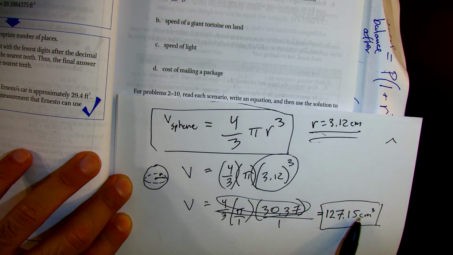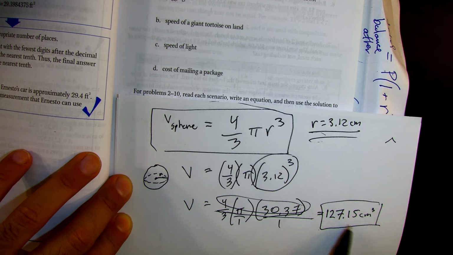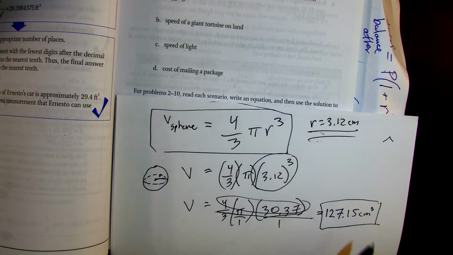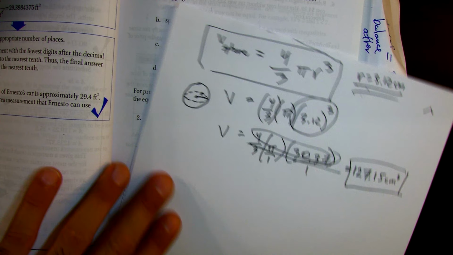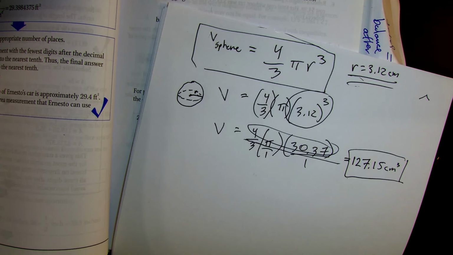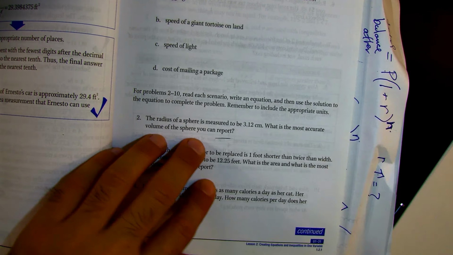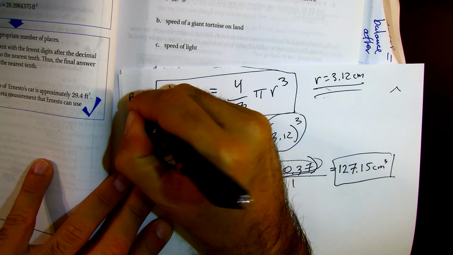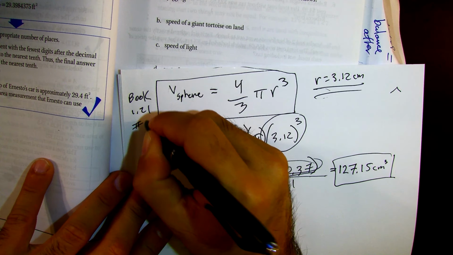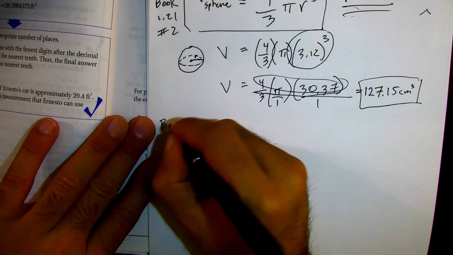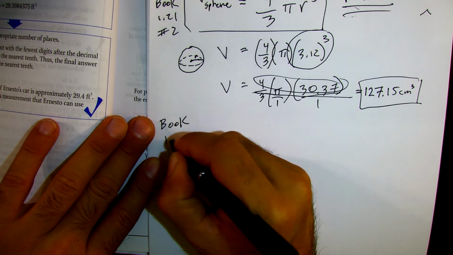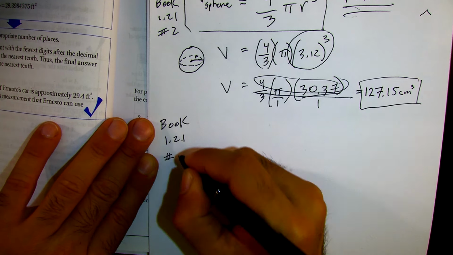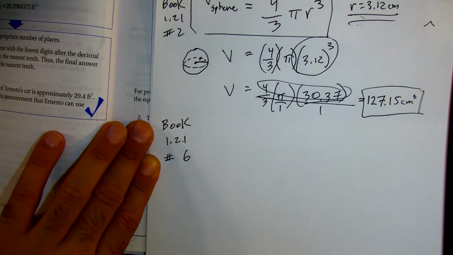We had numbers 2. Who was on it really quick? Somebody did it really quick. Natalie had a bunch. Good. All right, 6. This was in the book, 1, 2, 1, number 2. And now let's do book 1, 2, 1, number 6. Okay, so we're going to look at number 6, and I think these are the ones that have a slightly different type of problem. Let's see what we have.